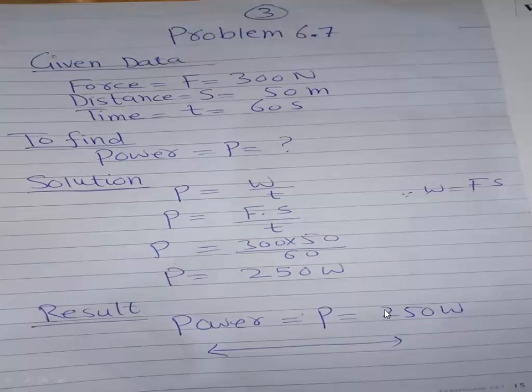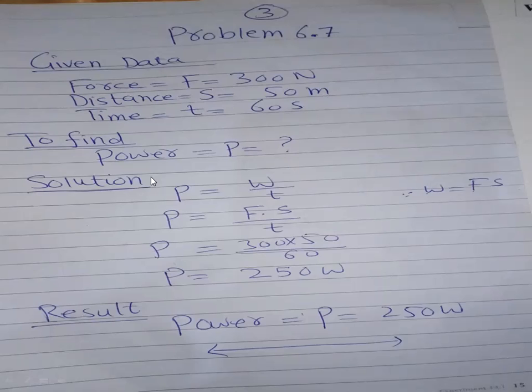I repeat this numerical for your convenience. A man pulls a block with a force of 300 Newton through 50 meter in 60 seconds. Find the power used by him to pull the block. So what is given to me? Just write the given data. Force F is equal to 300 Newton, distance S is given to me 50 meter, time is 60 seconds. These three things are given to me.